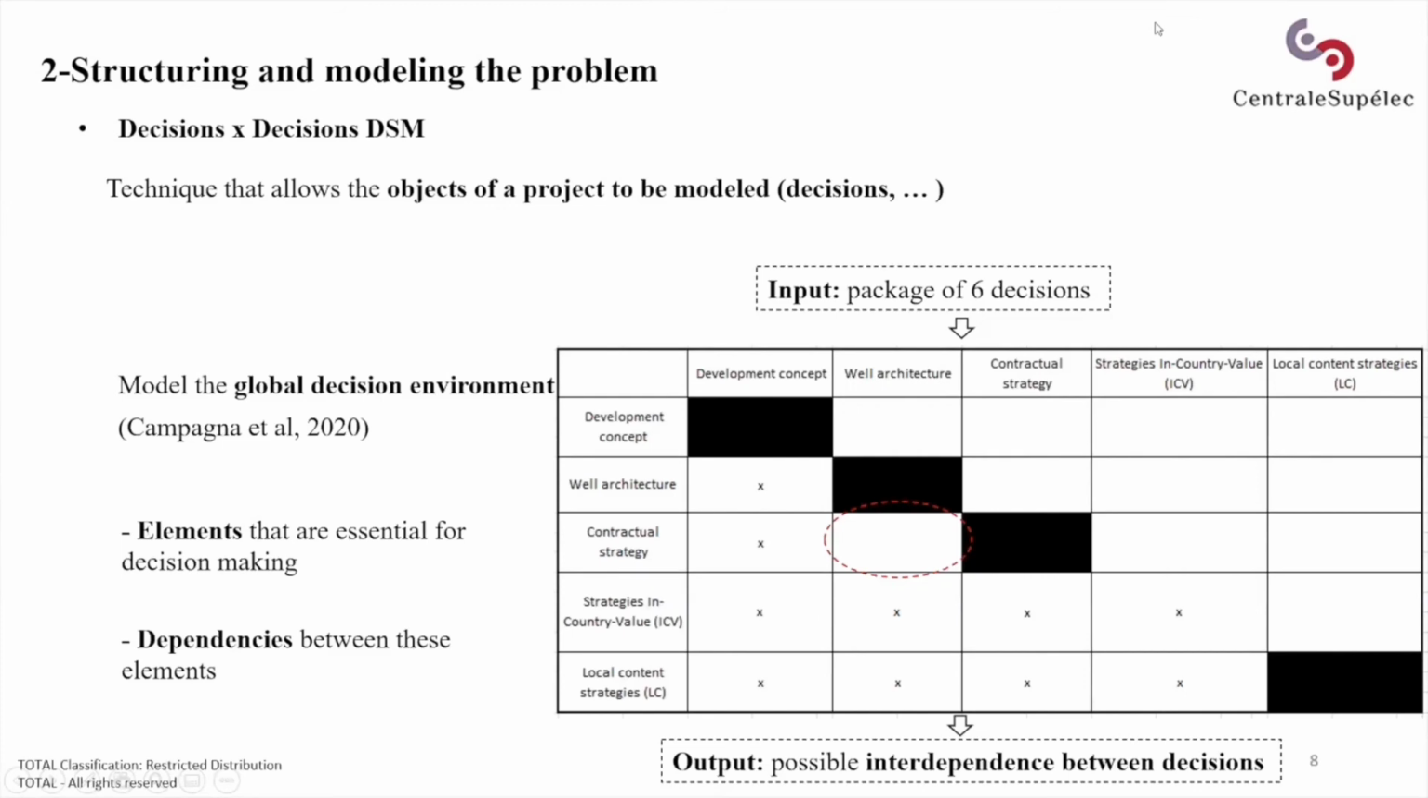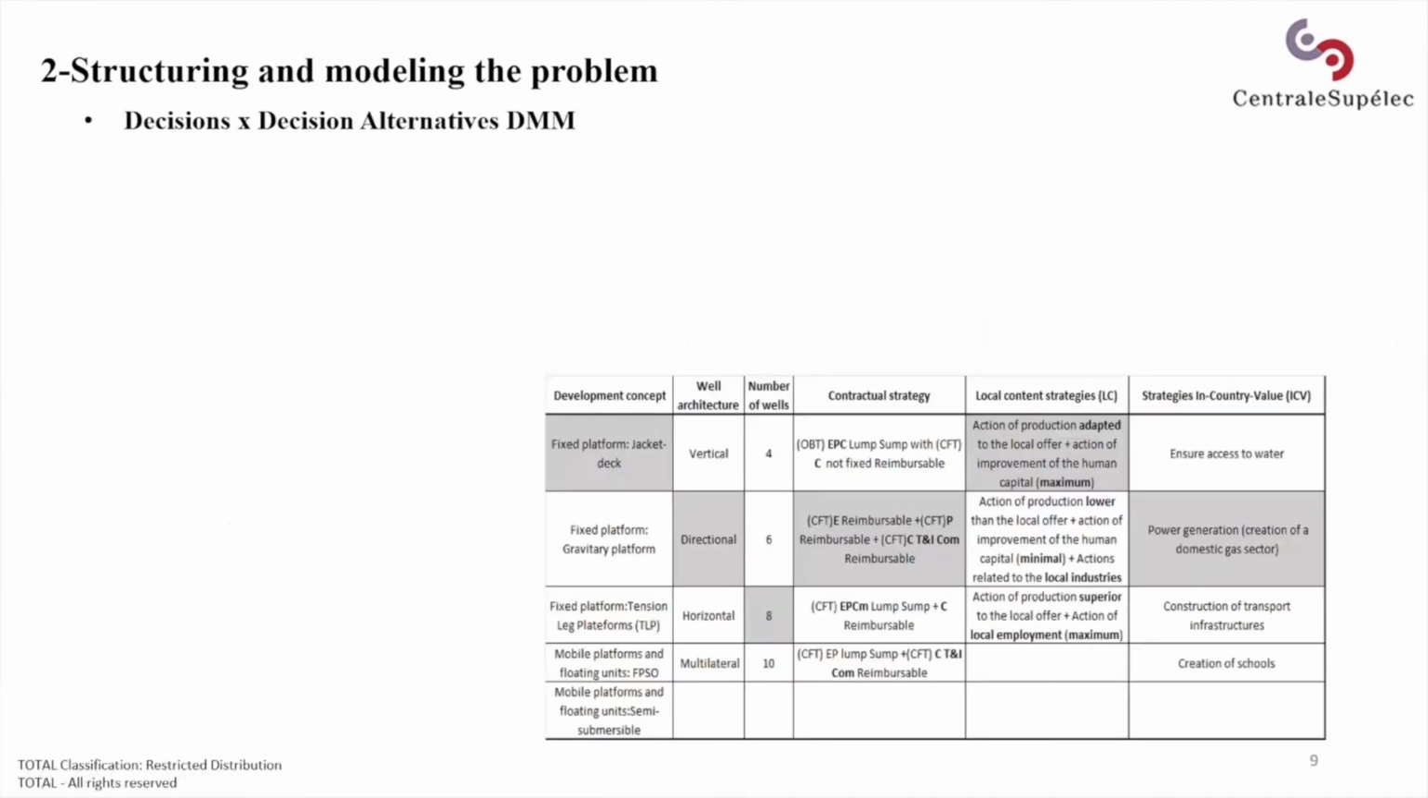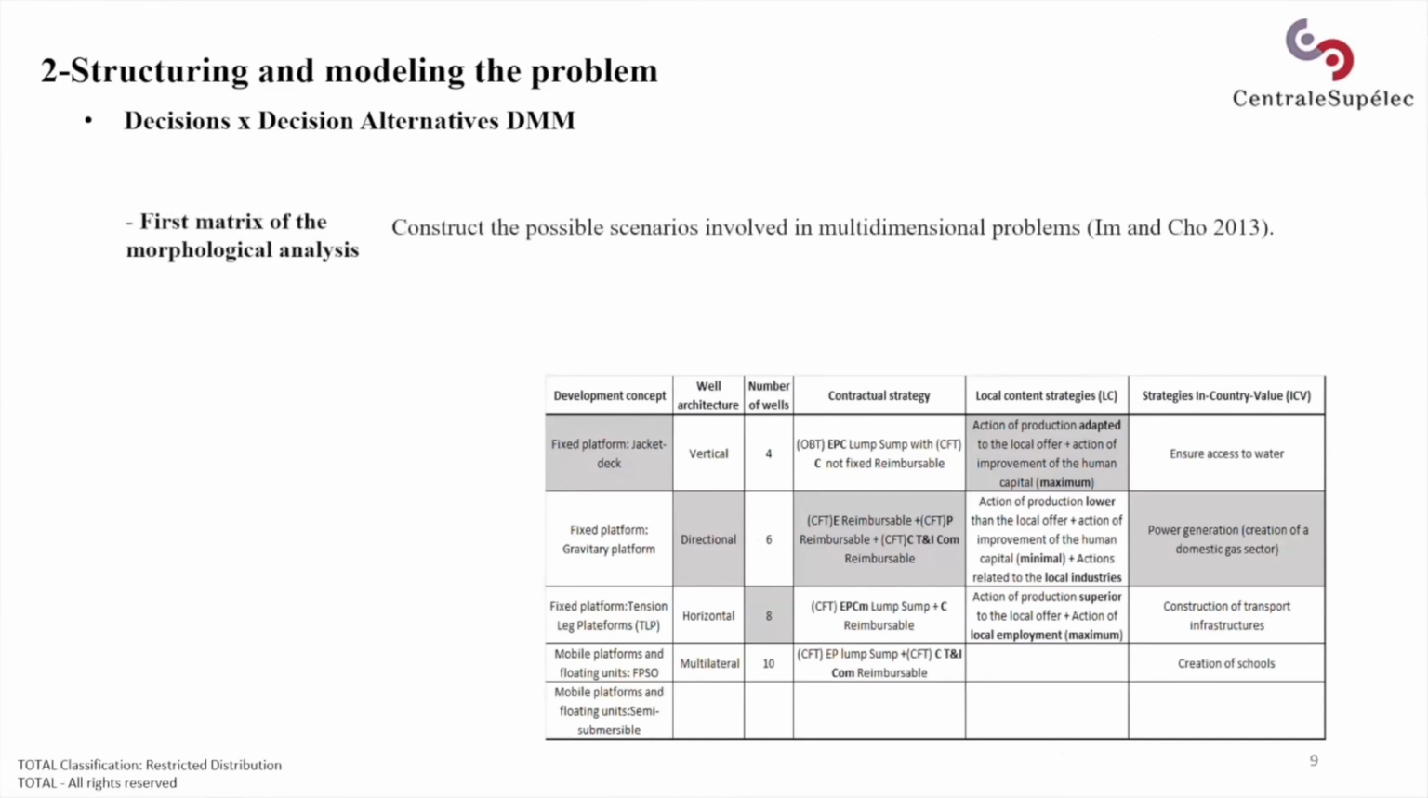For example, here for our example, there is no relationship between the contracting strategy decision and the well architecture decision. The second matrix to be constructed is the decision cross-decision alternatives DMM. This matrix corresponds to the first one used in the morphological approach.